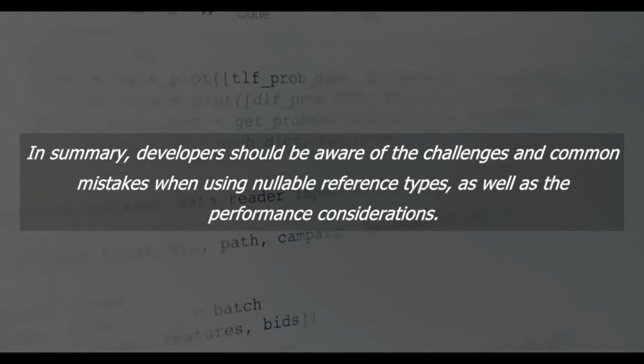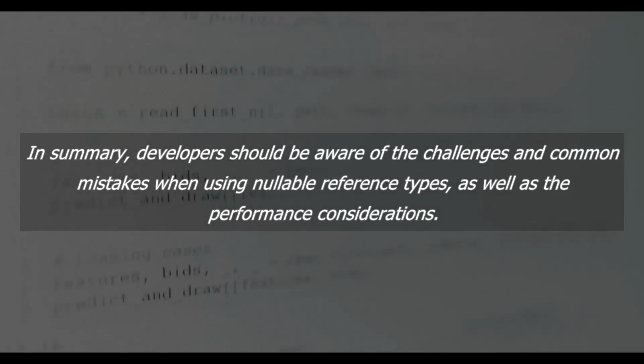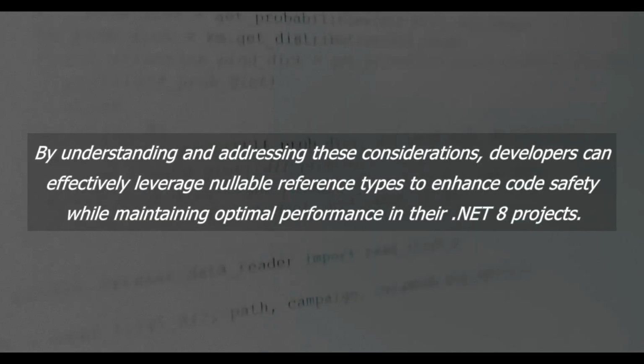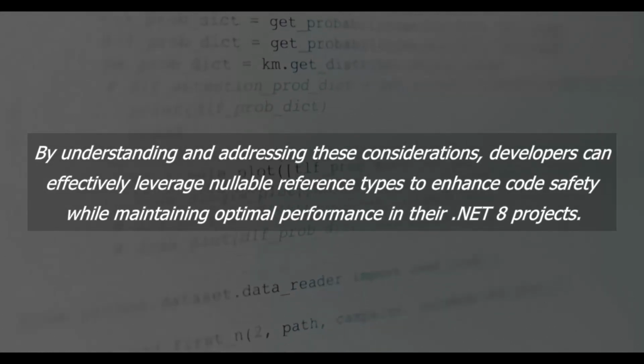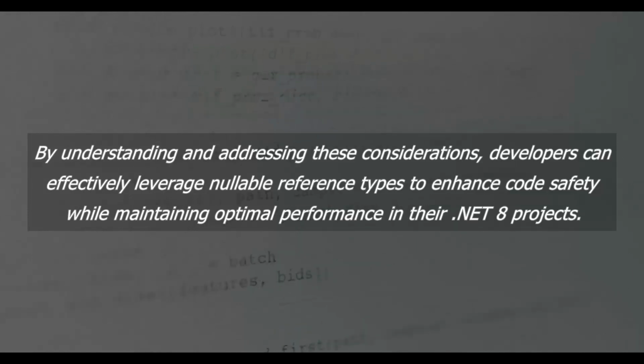In summary, developers should be aware of the challenges and common mistakes when using nullable reference types, as well as the performance considerations. By understanding and addressing these considerations, developers can effectively leverage nullable reference types to enhance code safety while maintaining optimal performance in their .NET 8 projects.